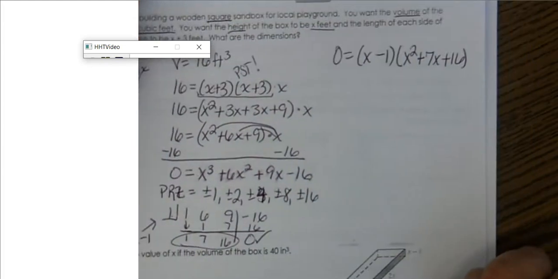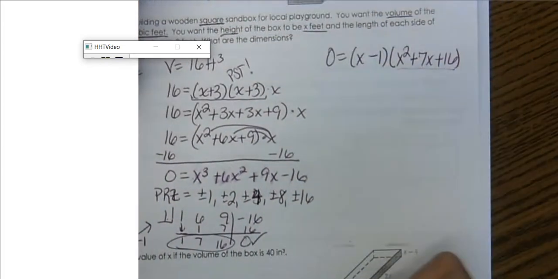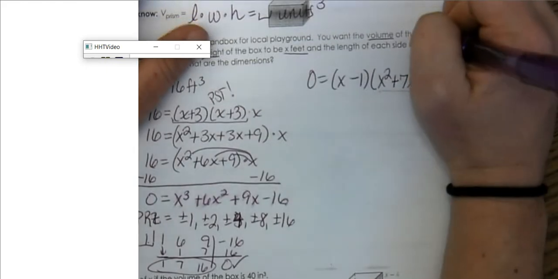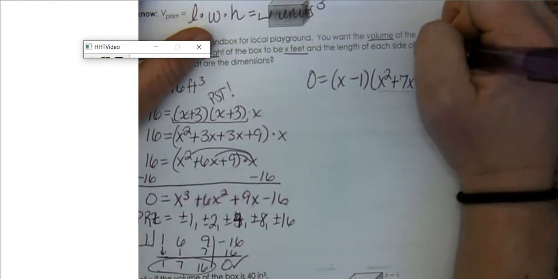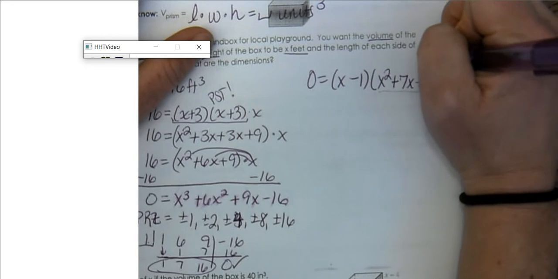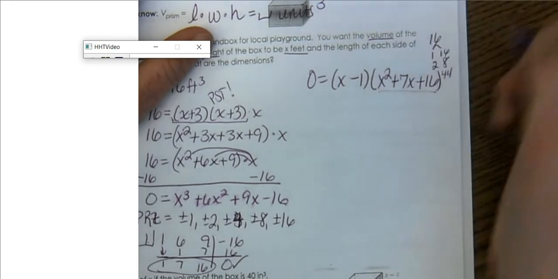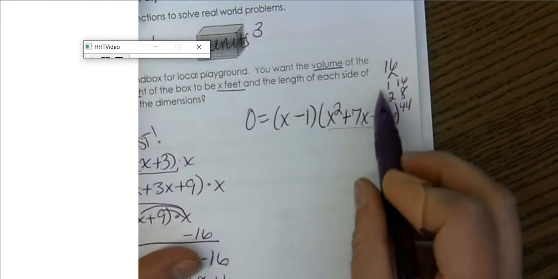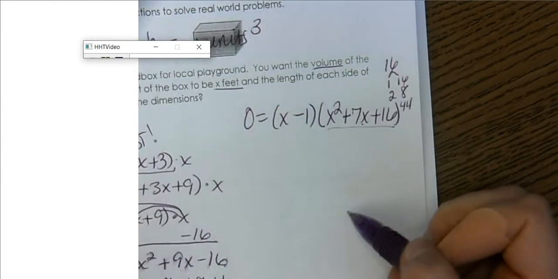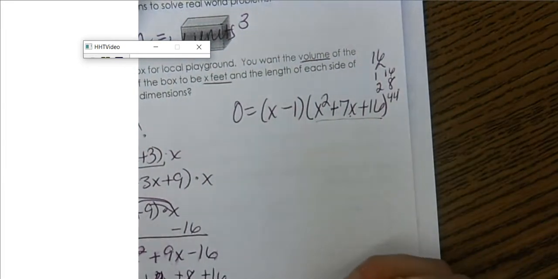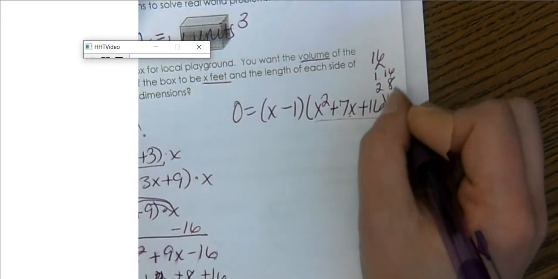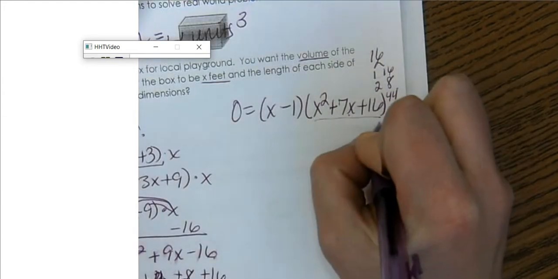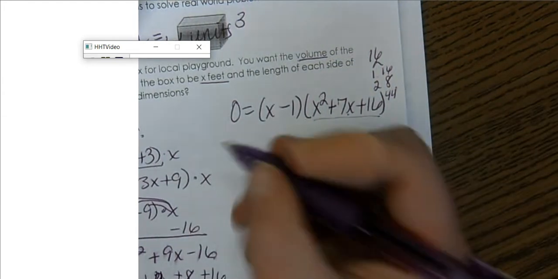And I'm going to see if I can factor this quadratic even more. Looking at the factors of 16, I have 1 and 16, 2 and 8, and 4 and 4. And my goal is to get a 7, but I'm clearly seeing that none of them add to equal 7. They equal 17, 10, and 8, but not 7. So this tells me that it's not factorable, but I have the quadratic formula.